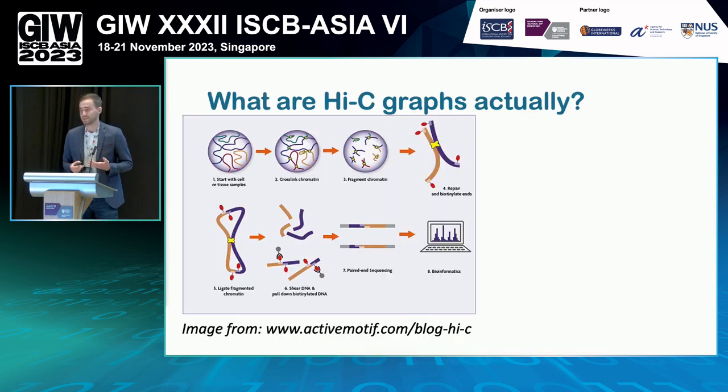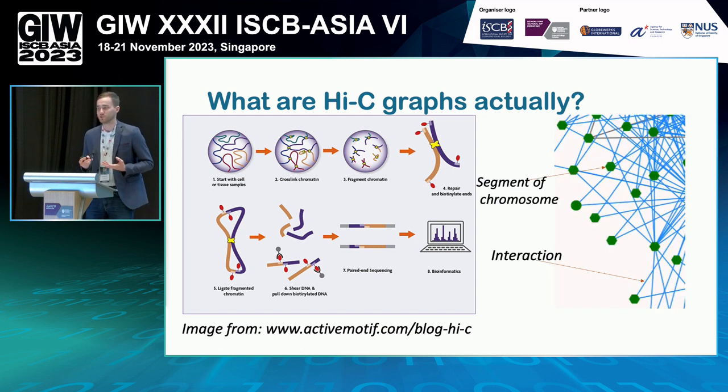But let me start with what exactly Hi-C graphs are at all. You know, chromatin folds, and the Hi-C technology allows us to capture those loci that are close spatially. So the Hi-C data is actually a list of interactions between loci. And it makes a lot of sense to represent this data as a graph where each node is a segment on the chromosome and each link is a Hi-C interaction. It makes sense because the graph adds structure to the data and allows us to use graph theory to study it.